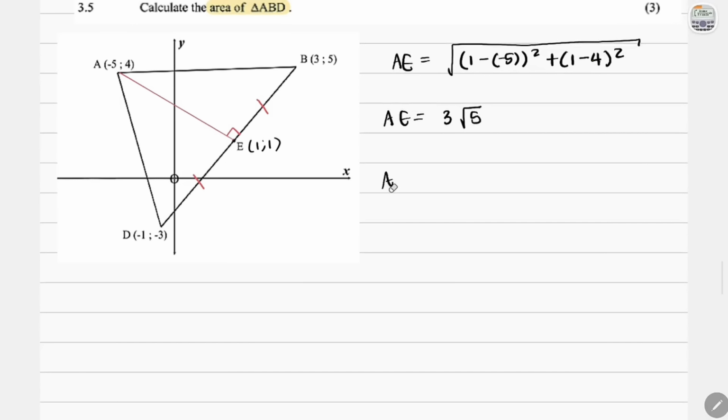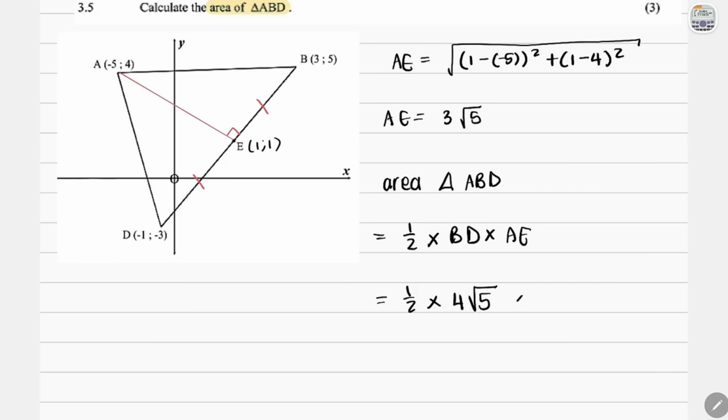And now finally to find the area of triangle ABD. This is equal to a half multiplied by its base, which is clearly BD. And so we'll say BD multiplied by its perpendicular height, AE. So this is a half multiplied by BD, which was 4 square root 5. We found that initially. And then multiplied by 3 square root 5.